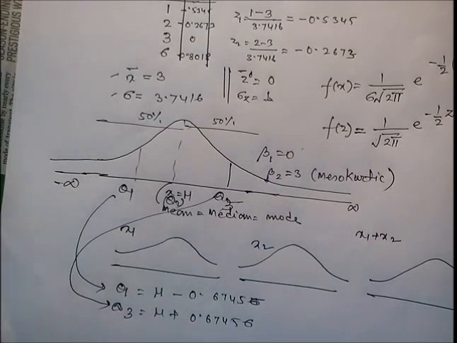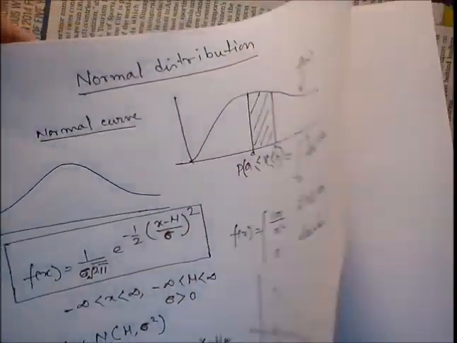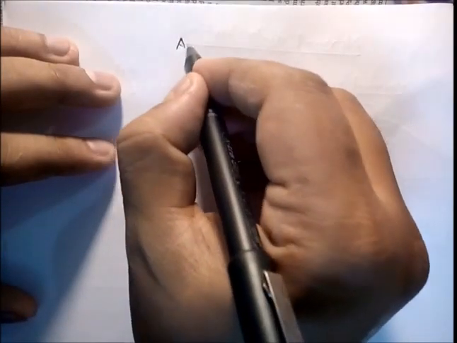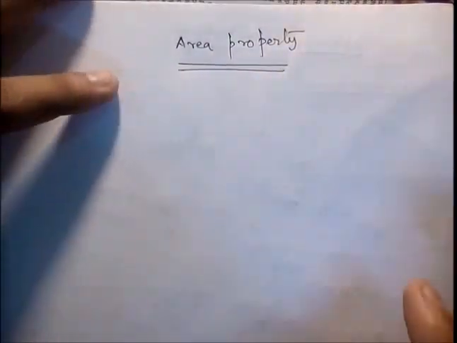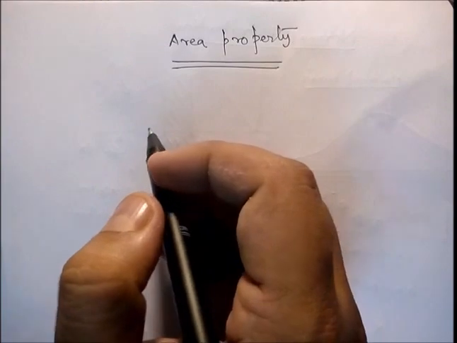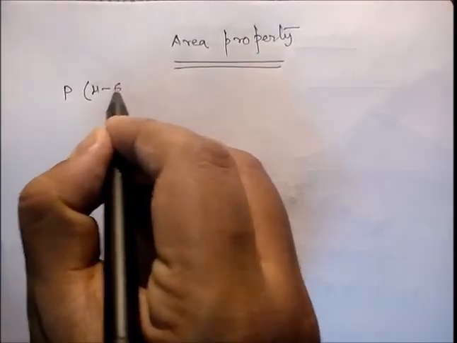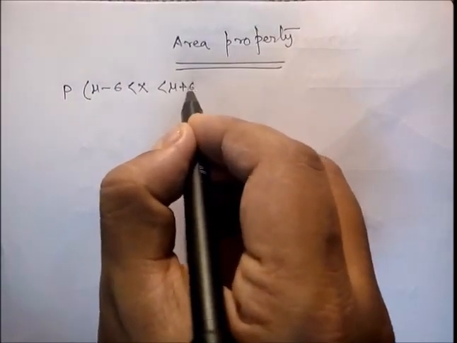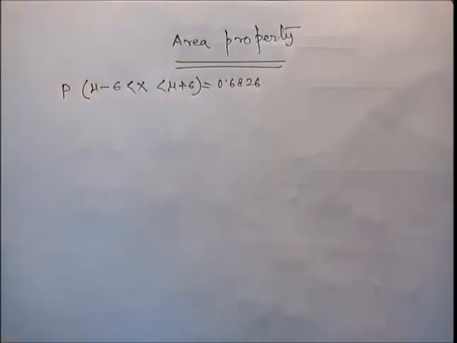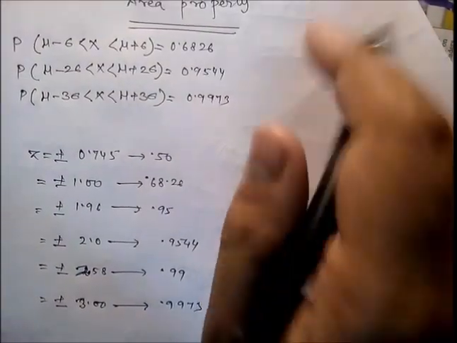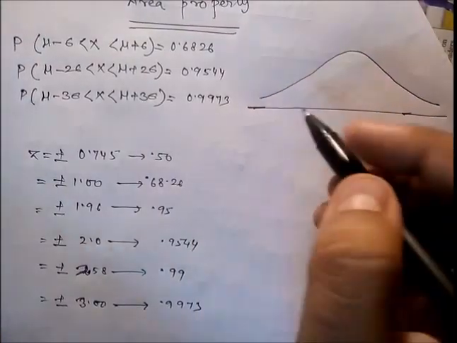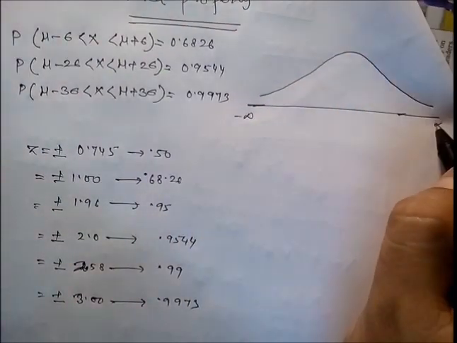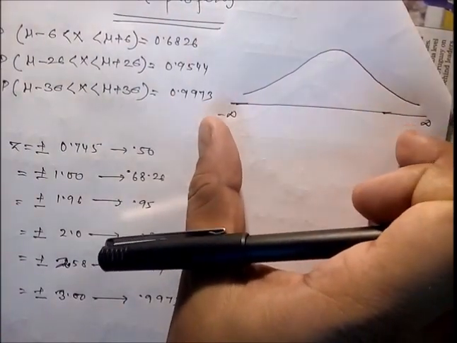Okay. Next, the most important is the area property. Area property of the normal curve. Now suppose there is one curve. This is a normal curve. So already we know, from minus infinity to plus infinity, total area is 1.